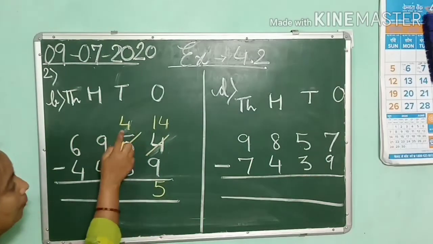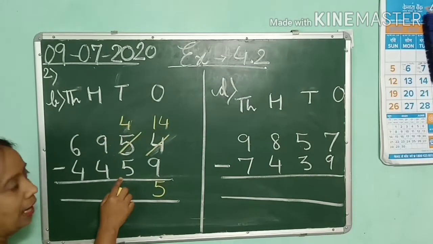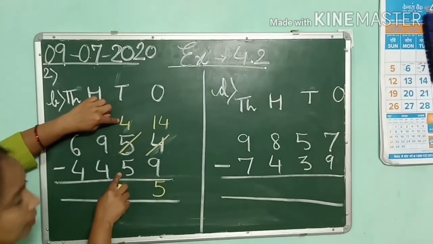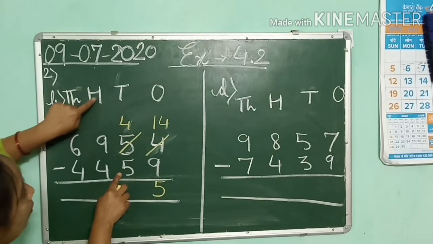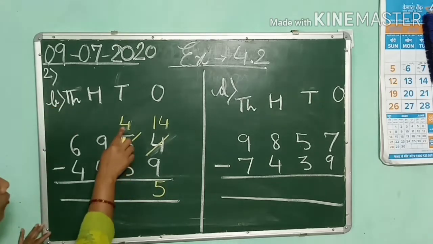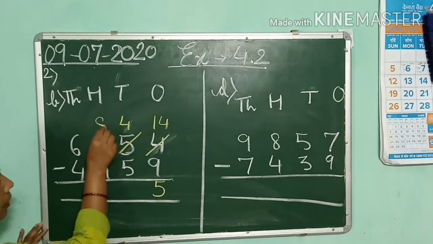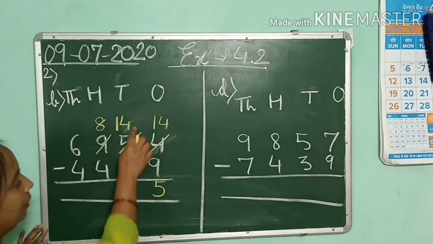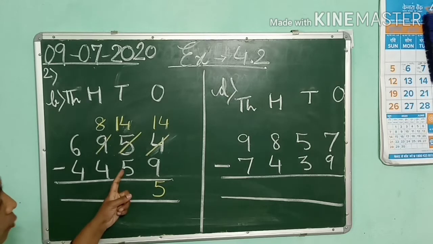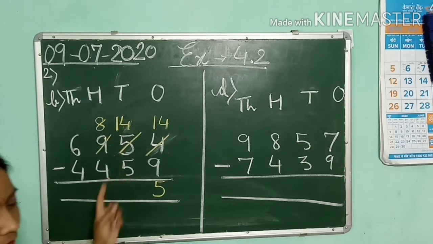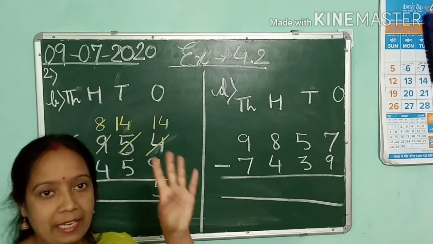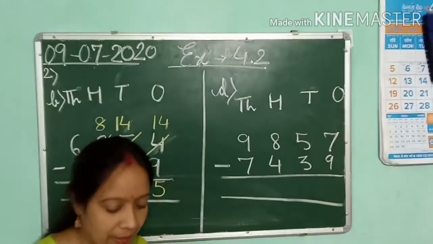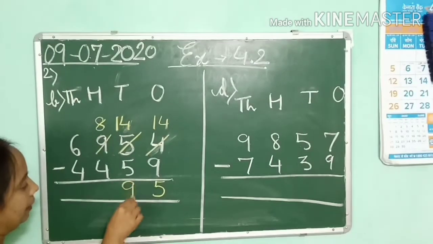Under the tens column you have to subtract 5 from this 4. Again you may see 4 is smaller than 5, so we cannot subtract. The tens column will borrow from the hundreds column. So, 4 will borrow from this 9. 9 becomes 8, and this 4 becomes 14. Now 14 minus 5. Again you start counting after 5 till 14: 6, 7, 8, 9, 10, 11, 12, 13 and 14. How many fingers? 9. So write here 9.